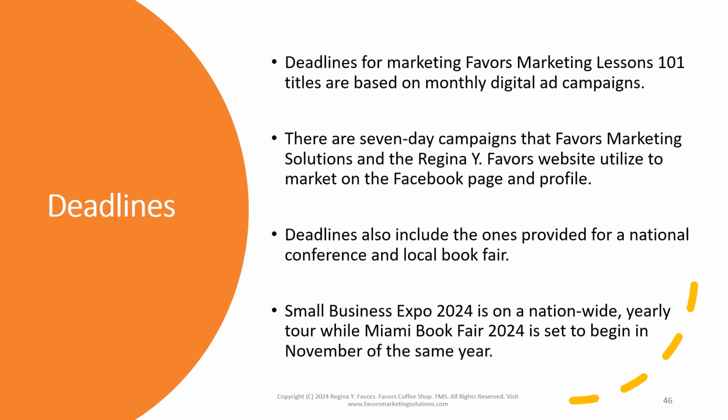each November. The Small Business Expo is a new addition to our marketing planning, and we are going to exhibit at least twice under Favors Marketing Solutions. Deadlines also include the ones provided for national conference and local book fair. Small Business Expo is on a nationwide yearly tour, while Miami Book Fair 2024 is set to begin in November of the same year.